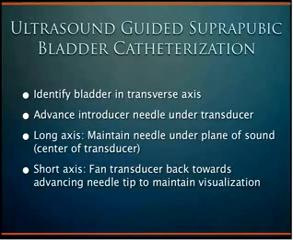Blood at the meatus of a trauma patient is an indication to perform a retrograde urethrogram. Should that retrograde urethrogram show indeed a urethral injury, then Foley catheterization is contraindicated and a suprapubic catheter is indicated. To perform this, you use a Seldinger technique that is followed by first identifying the bladder in a transverse plane.